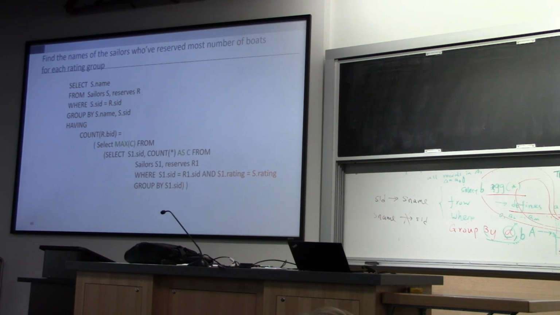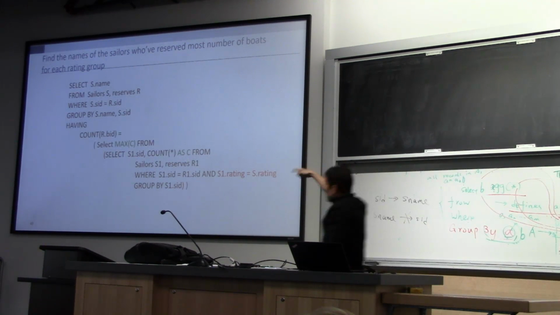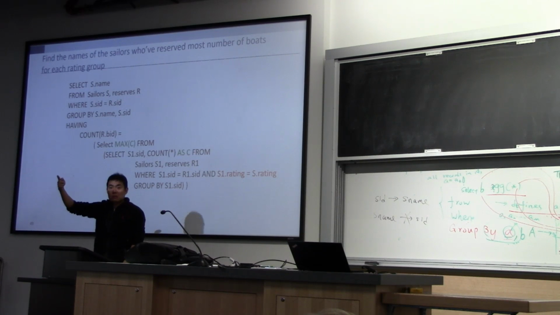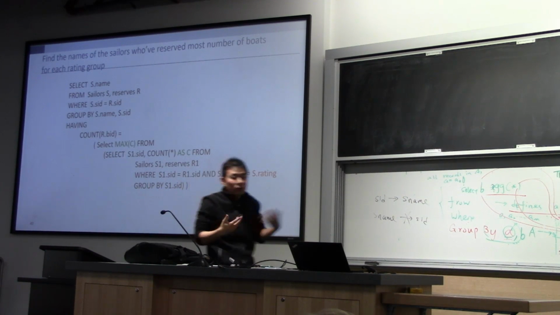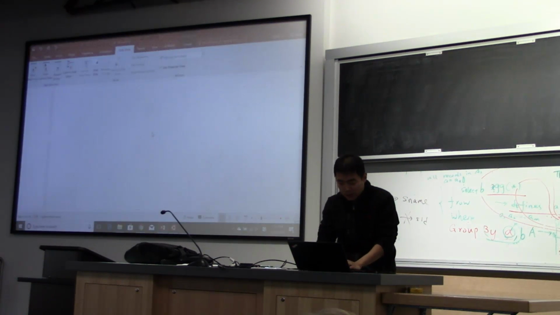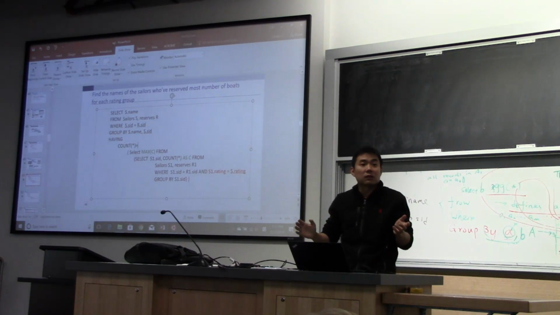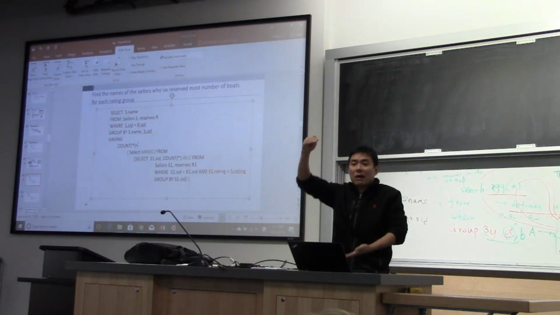You see, I only output the sailor ID, which is the heading, and the count of boat ID. In this case I do not use distinct because I count the total number of reservations. In fact, you can count anything. You don't have to count boat ID. You can count even just star, like this, and that will work. You're basically counting the number of records in a group.